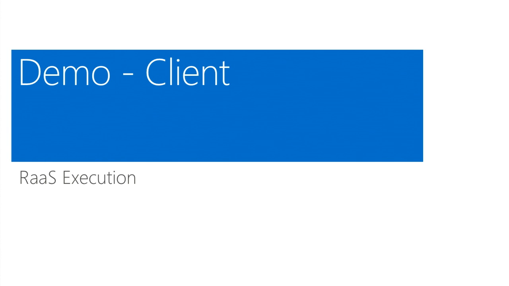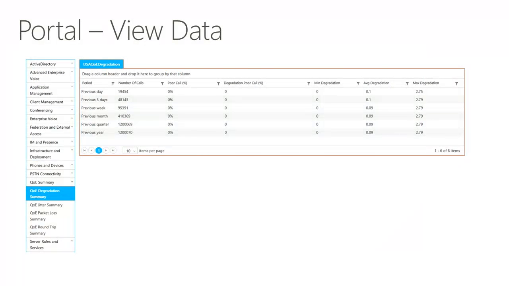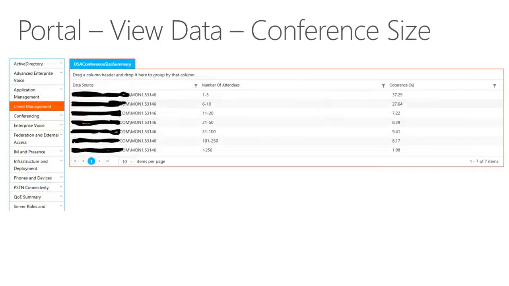So we've done the demo client. Portable, 2 minutes left. We'll get through this. Some of the other reports I just wanted to call out. We looked at this type of report. This is just QoE, but it's more the trending, the previous day, 3 days. You can see as things develop on your network. This one's from a live customer, so I had to black that out.